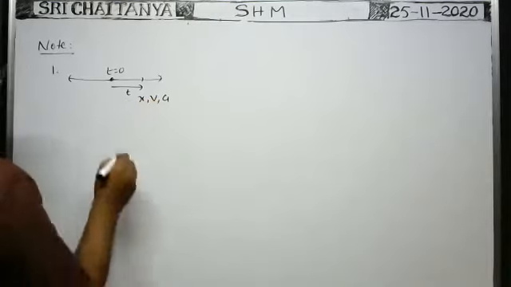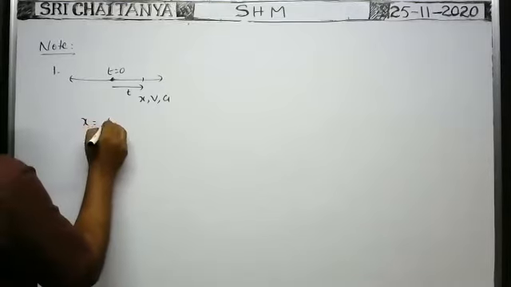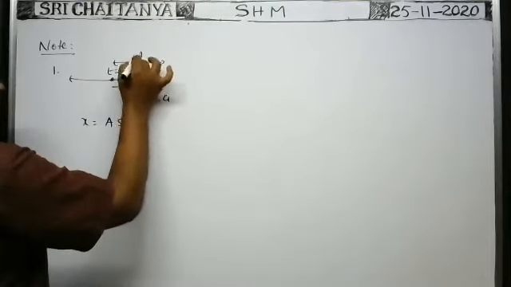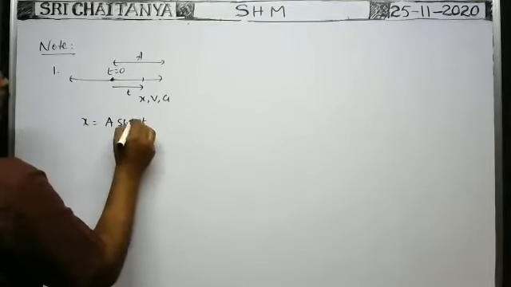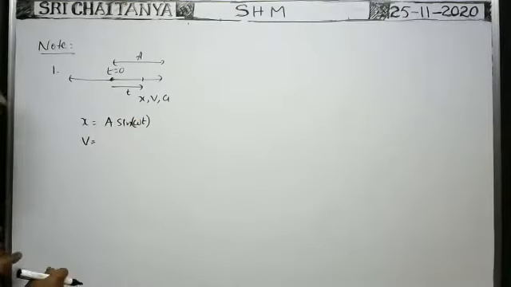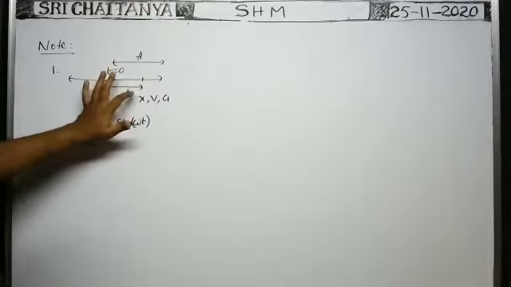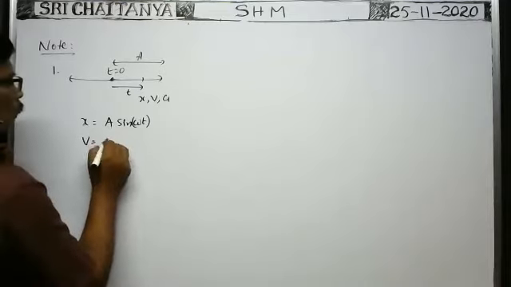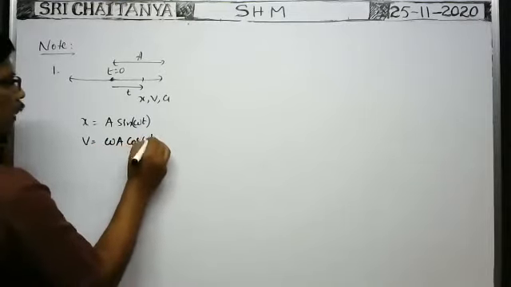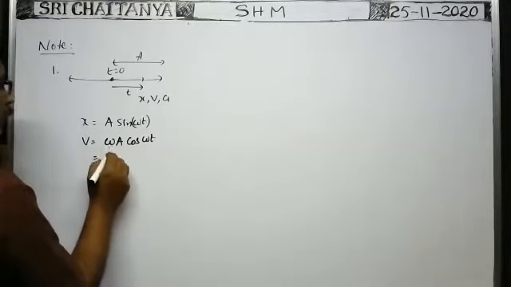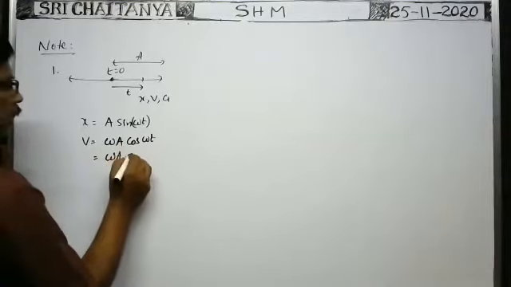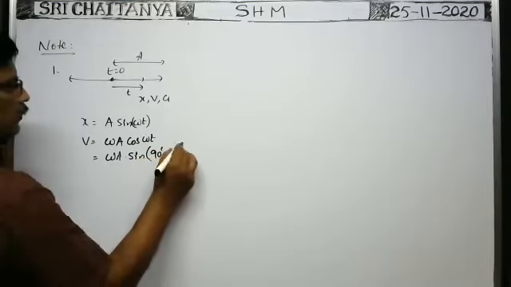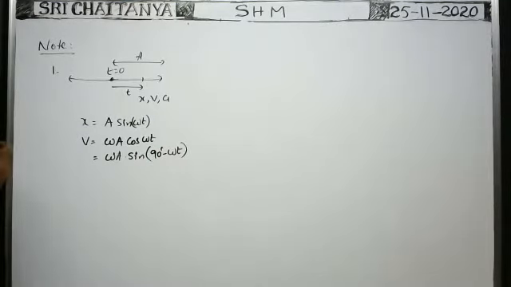The displacement of the particle after t seconds is equal to a sine omega t, because the motion is considered from the mean position. This is the amplitude. That's why x is equal to a sine omega t. Similarly, what is the velocity of the particle at this point after t seconds when it has traveled from the mean position? v is equal to omega a cos omega t. Here we can write cos omega t as sine of 90 minus omega t, no?